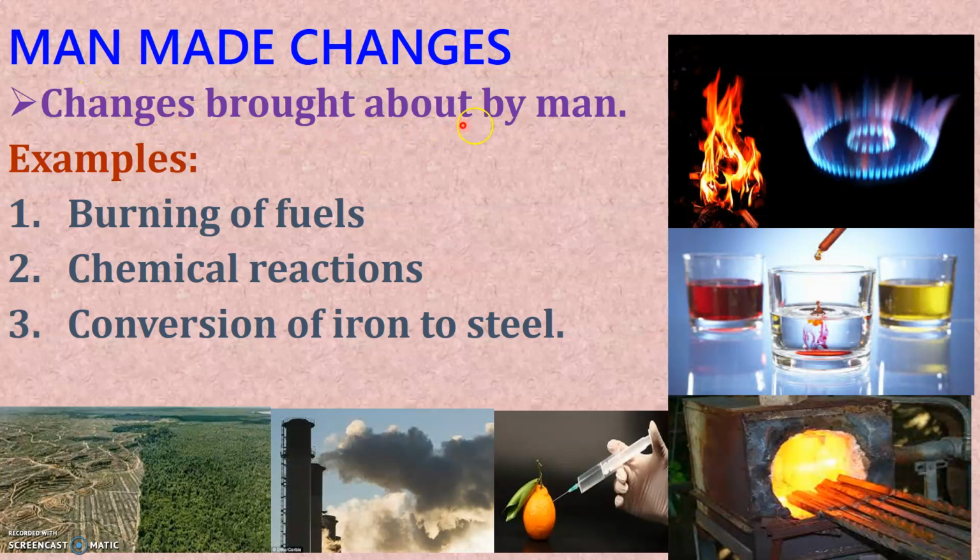Man-made changes are the changes that are brought about by man, which means that it does not occur naturally. Burning of fuels, chemical reactions that are performed by man, converting iron into steel, deforestation, that is cutting down of trees, injecting chemicals into fruits, especially for faster ripening of fruits, pollution of air that is created by humans by burning of fuels. All these are examples of man-made changes.